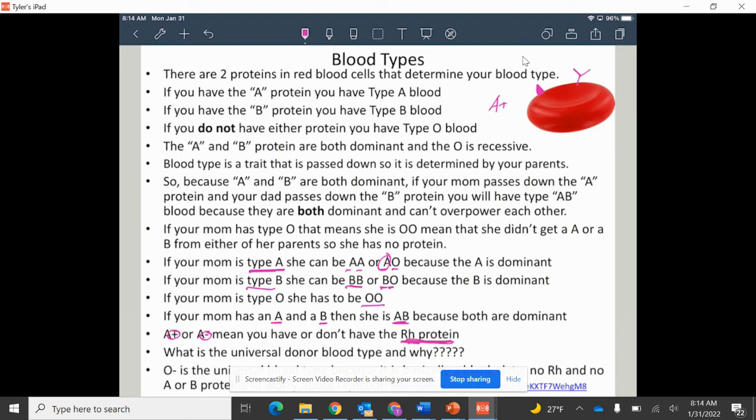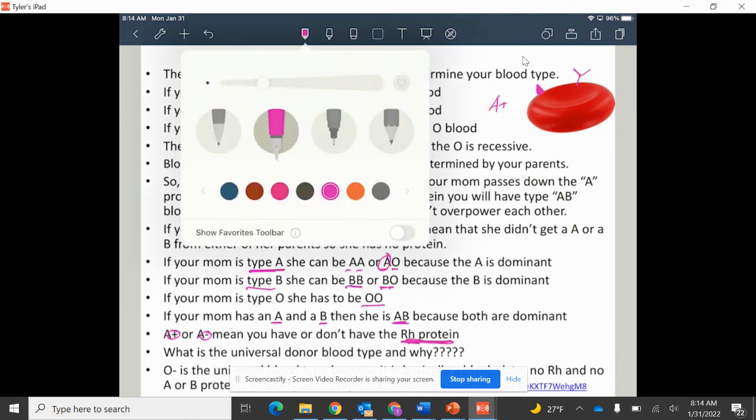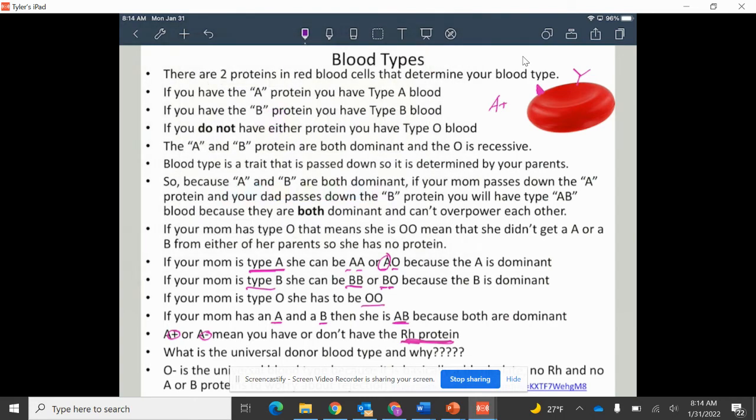What if I wanted somebody that was B negative? B negative looks like this. I think we used a little square for B. And notice I'm not going to draw an RH protein over here. They have the B protein, but do not have the RH protein, making them negative.